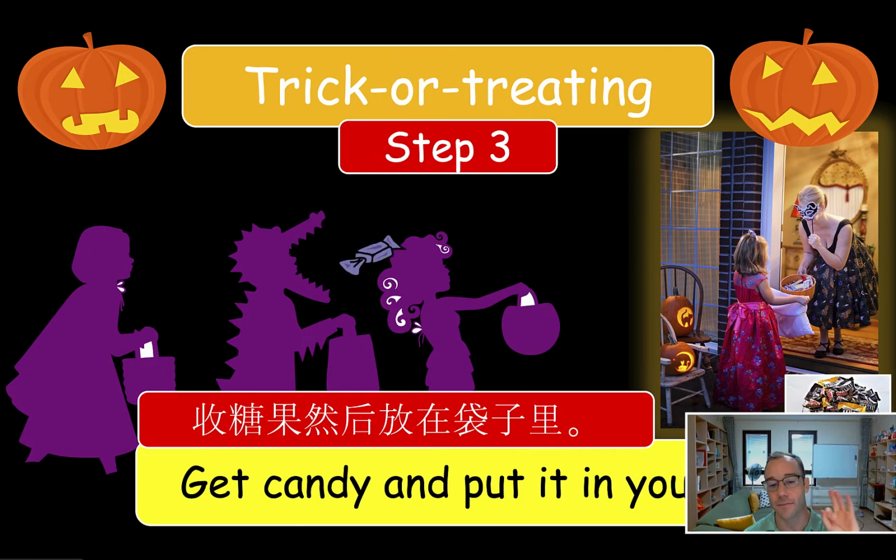Trick or treating. Step 3, get candy and put it in your bag. Put it in your bag. Now you can bring a bag in. You can bring a Halloween bag in and show the candy. Put the candy in your bag and have candy. And you can give them candy, but I suggest you wait until the end of class to give them candy, either during the last game or just at the end of class. You walk over to each student and they have to say trick or treat, and then you give them candy or whatever you want to do.